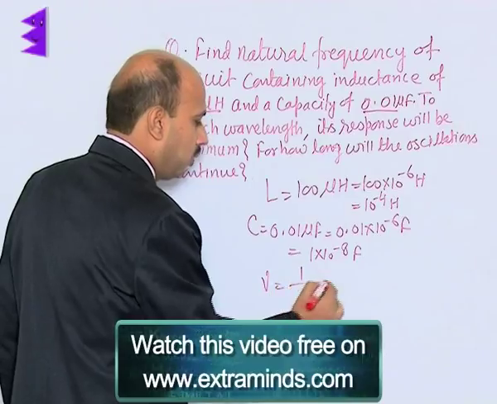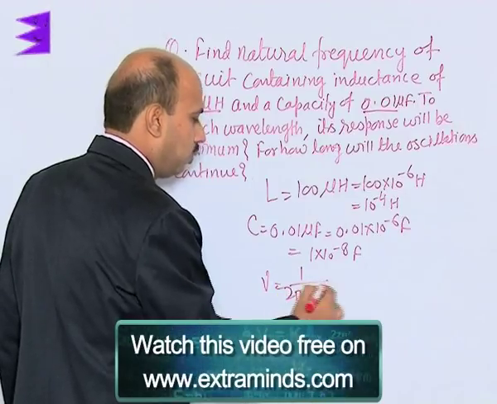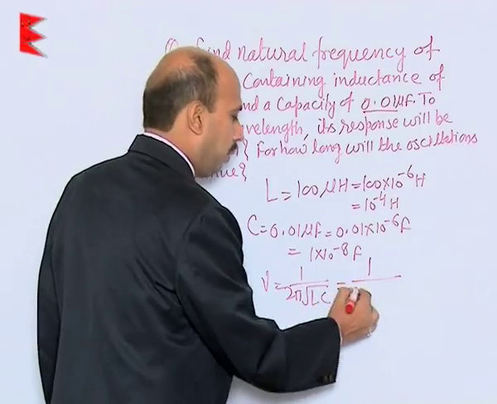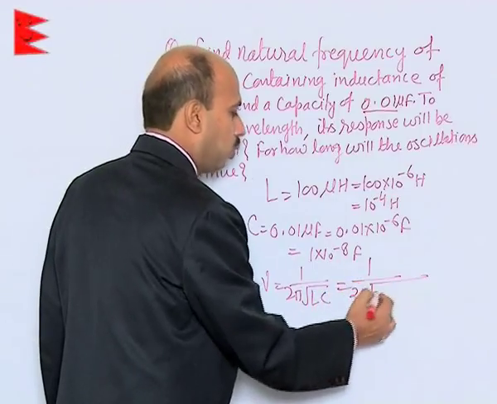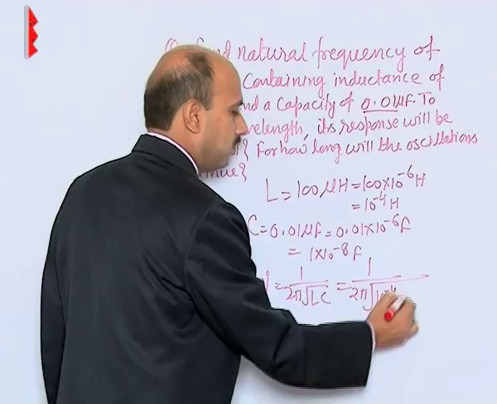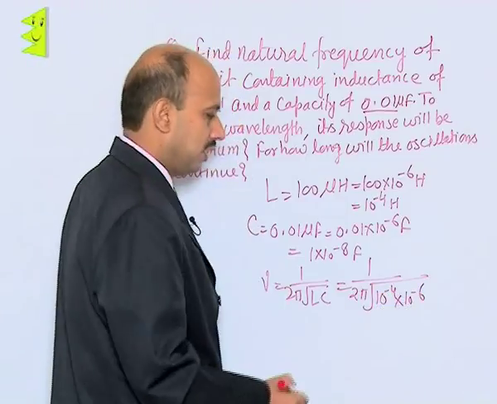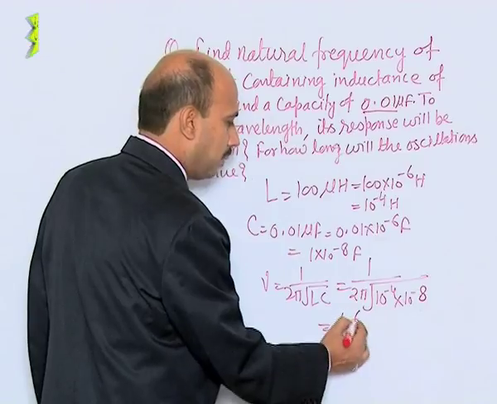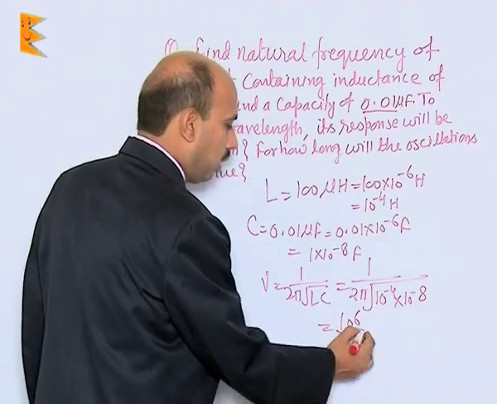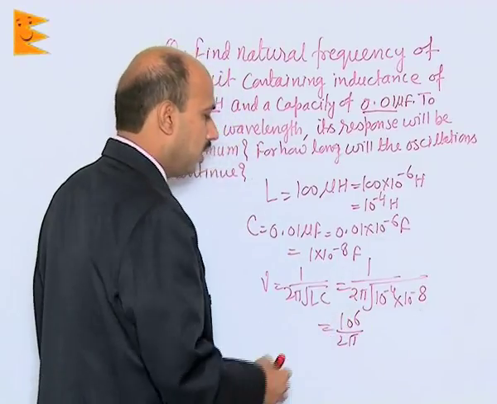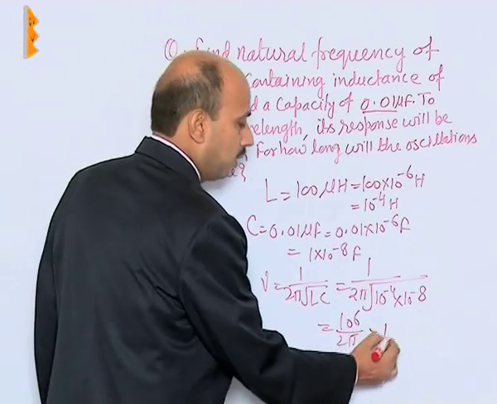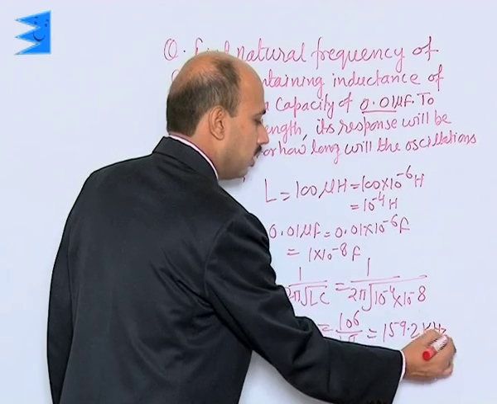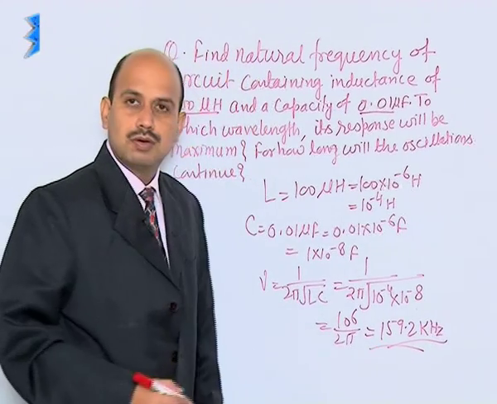So, nu is equal to 1 upon 2 pi under root of L C, and here we can write 1 upon 2 pi under root of 10 raised to power minus 4 into 10 raised to power minus 8, and that will be 10 raised to power 6 after taking a square root upon 2 pi. When you solve it, you will be getting 159.2 kilohertz. This will be the frequency here.